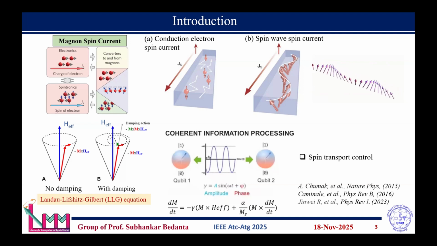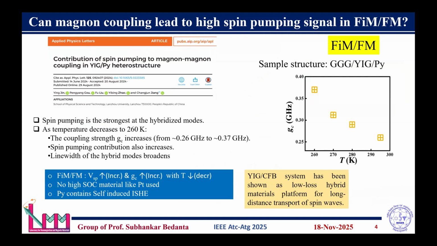Transfer of angular momentum in these spin wave currents can be studied using the Landau-Lifshitz-Gilbert equations, where you can modulate the spin wave current by modifying the amplitude and the phase, and control the spin wave transport in these device-like structures. So in general, what people use is platinum on top of these stacks to increase the spin pumping signal and detect it.